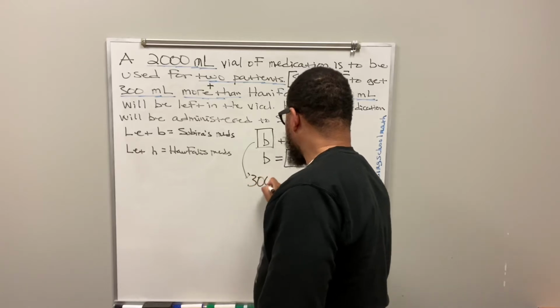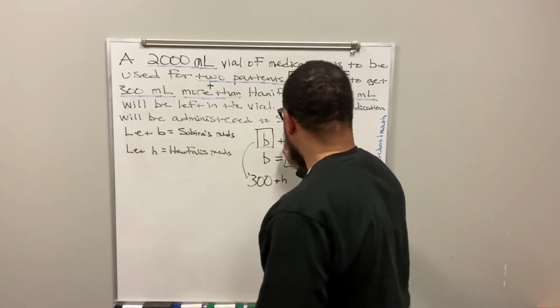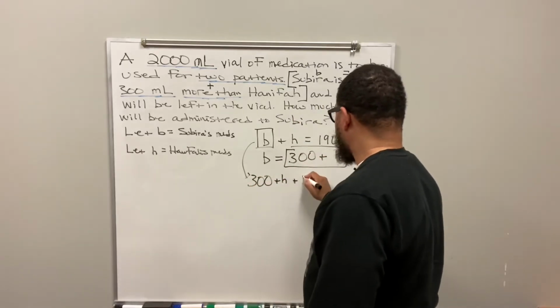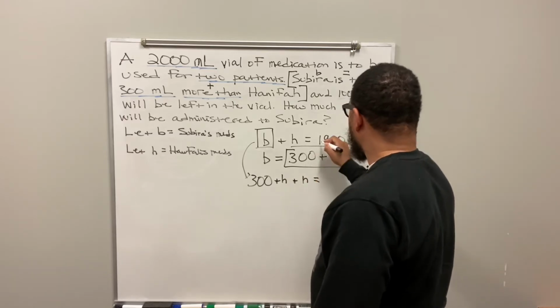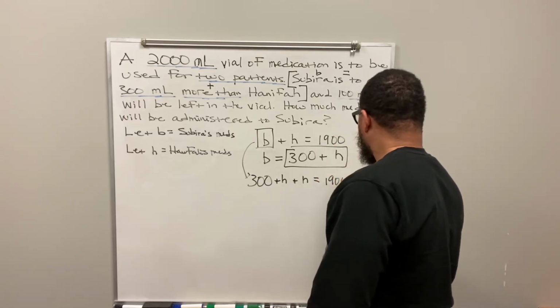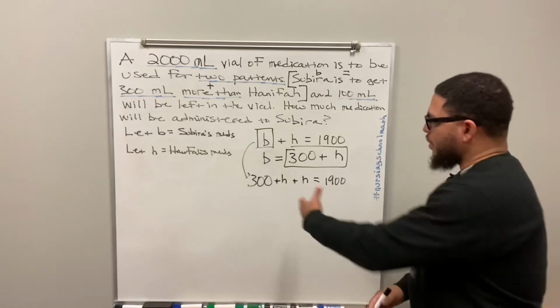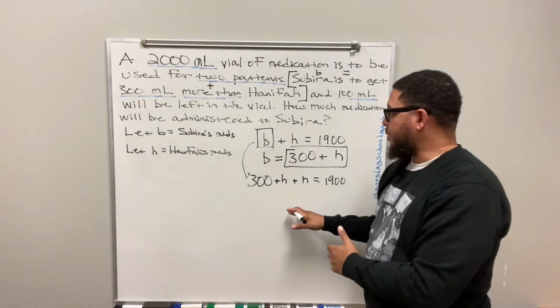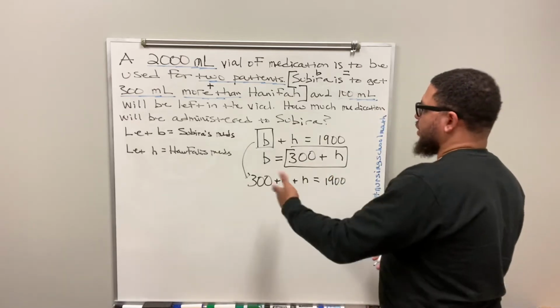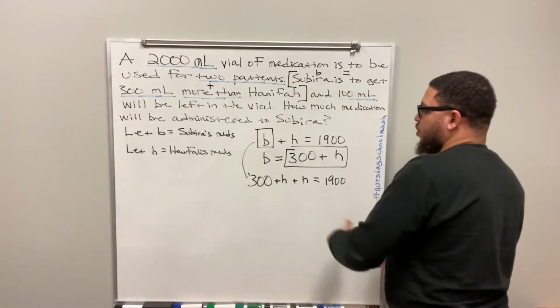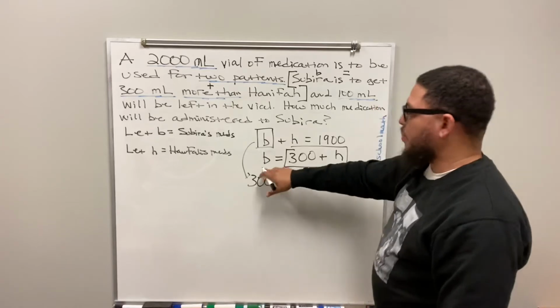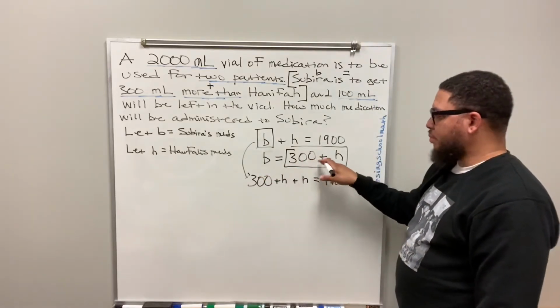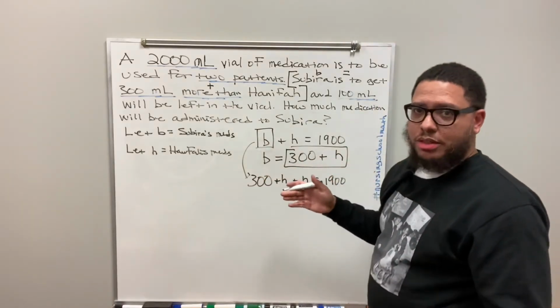Now watch what I do. 300 plus H plus H equals 1900, right? That's my new equation. And now with this equation, I can solve for H, right? And ultimately, I want to solve for B, but I'm going to find H first, and then I'm going to go back and find B because I know that B is equal to 300 plus whatever H is. All right?